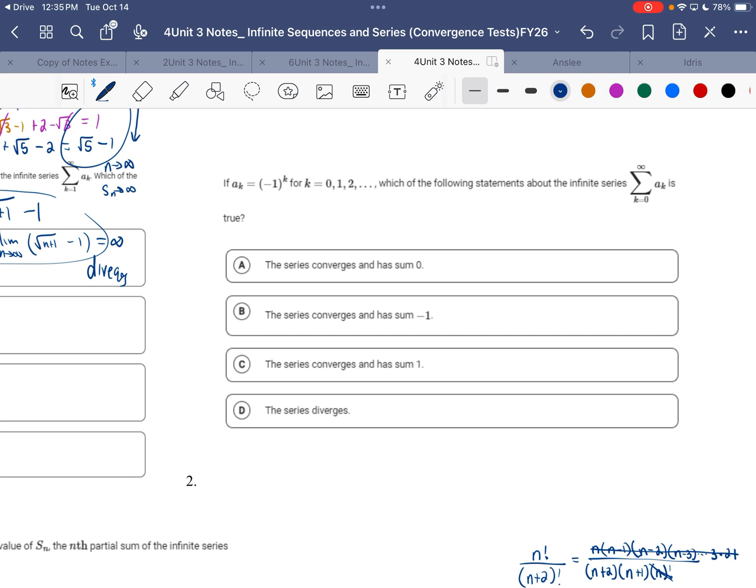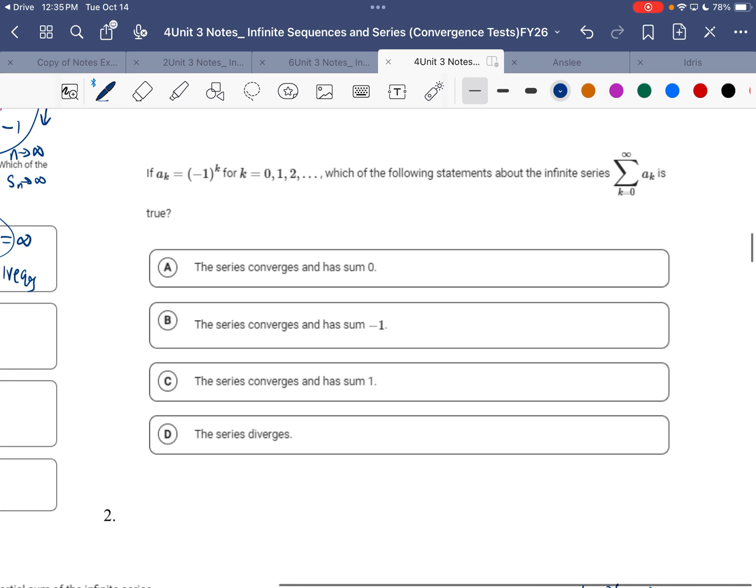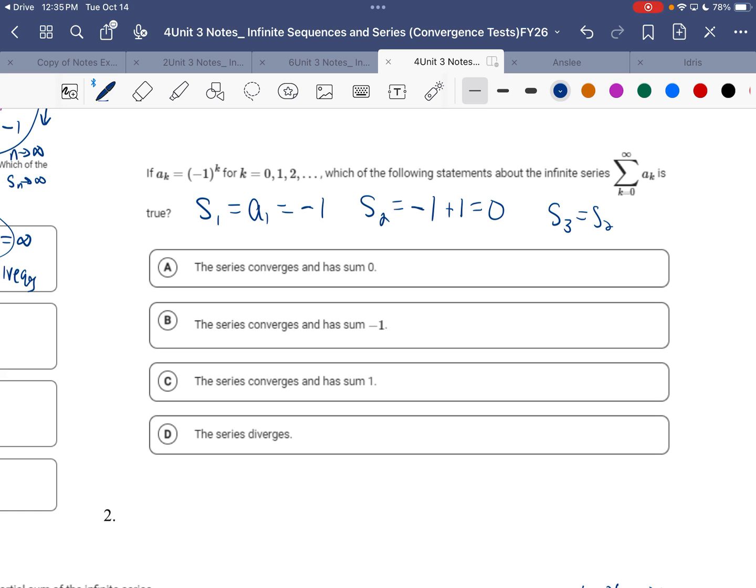We'll see. All right, so on 2, we have A_K is (-1)^K. So we're still doing partial sums here. S1 would be A1, which is (-1)^1. S2 would be (-1)^1 plus (-1)^2. S2 is 0, right? S3 is S2 plus A3, so you're going to have 0 minus 1.